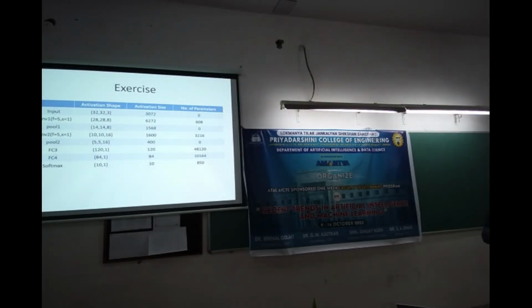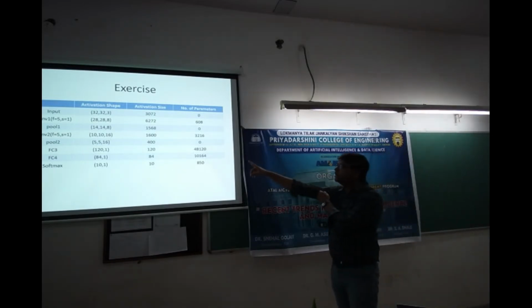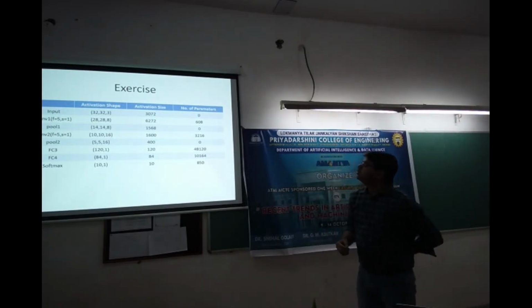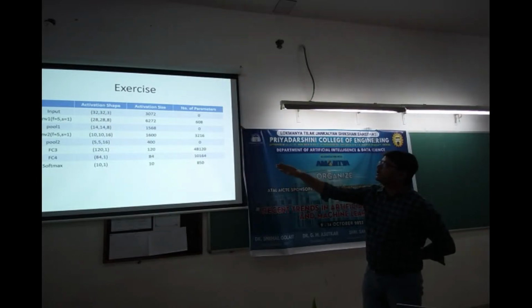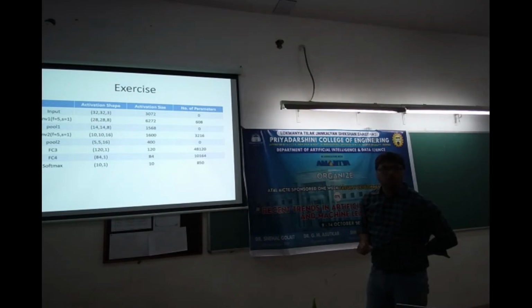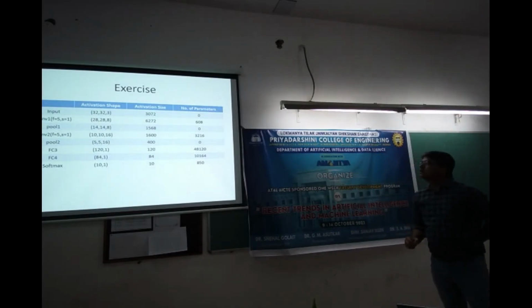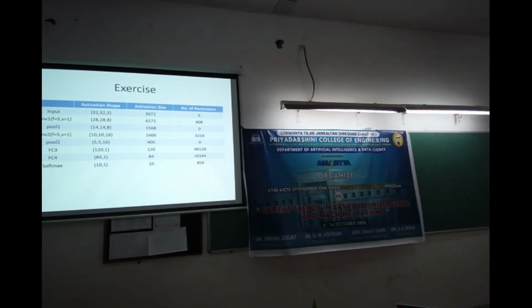So how many values are there in total? If we look at this 28, 28, 8, it is 28 multiplied by 28 multiplied by 8. So these many values are there, 6272. The next question is where this 8 is coming from. 28, 28 is clear, but what about this 8? That 8 is nothing but the number of filters that we are applying.